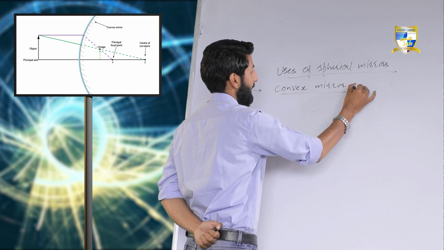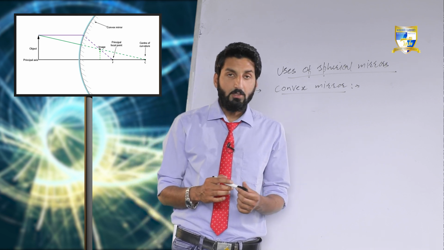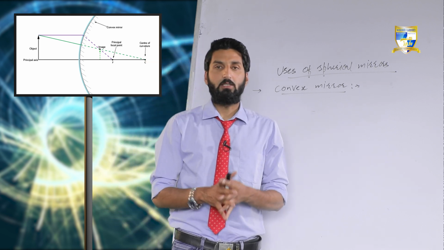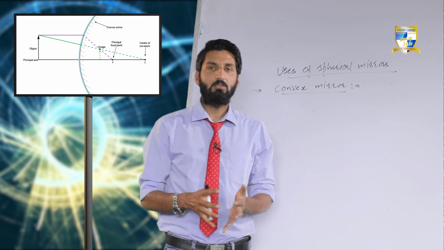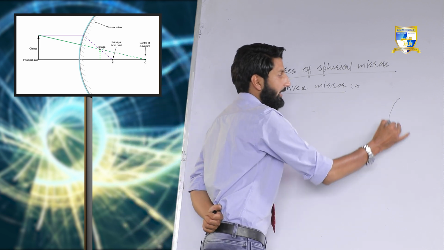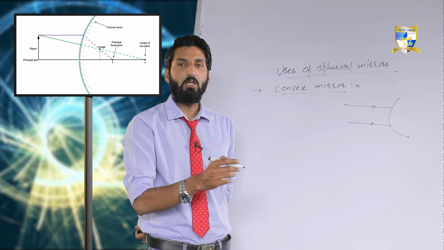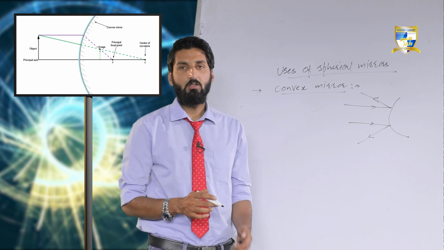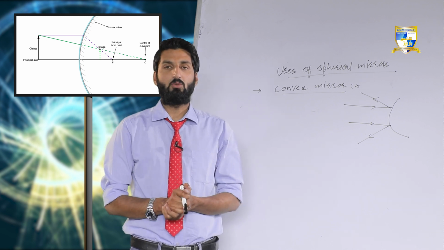Uses of convex mirror. Before we write down the use of a convex mirror, we would first see on what basis the particular use is. The basis for the application or use of a convex mirror is its diverging properties. When the rays of light fall on a convex mirror, these rays of light get diverged. Due to the diverging property of this mirror, it has some particular uses.